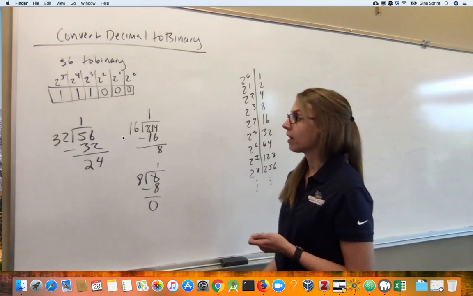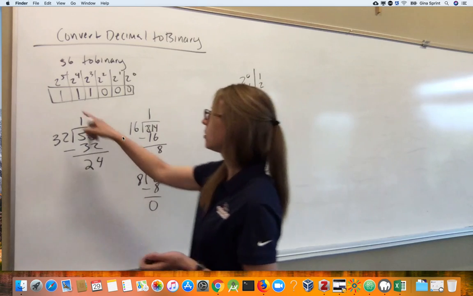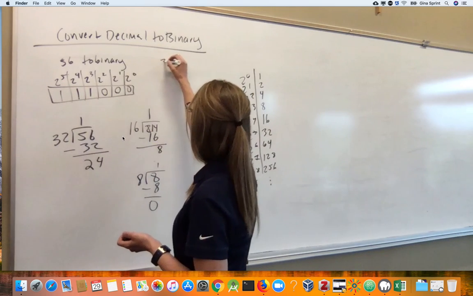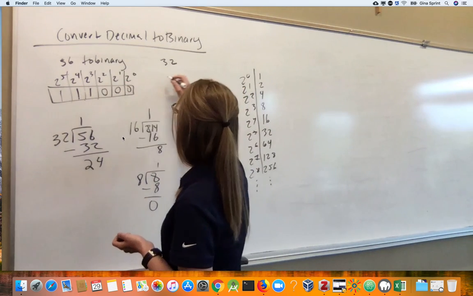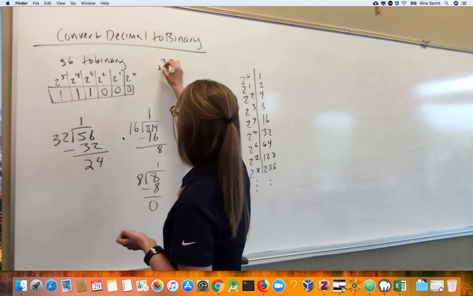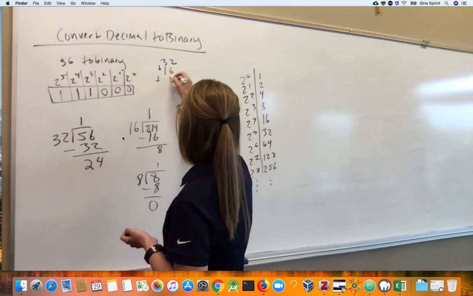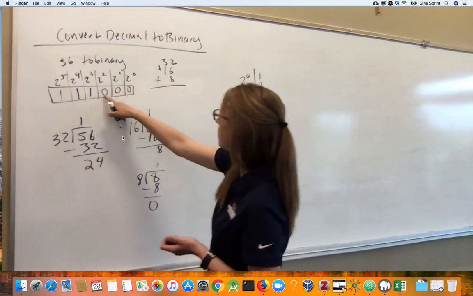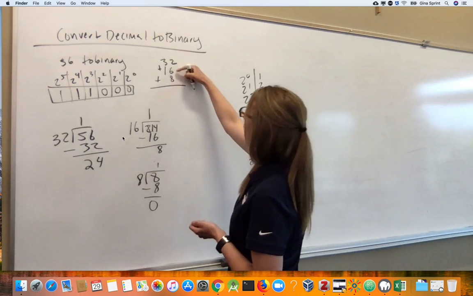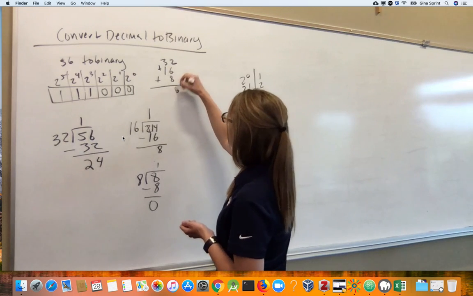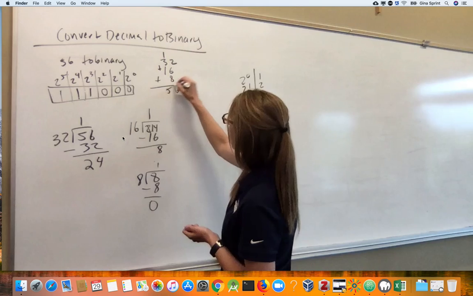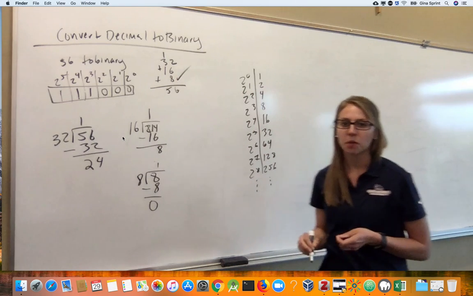And we can check our work that 1, 1, 1, 0, 0, 0 is 56 in binary by converting it to decimal. 2 to the 5th is 32, plus 2 to the 4th is 16, plus 2 to the 3rd is 8, plus 0, plus 0, plus 0. 6 and 2 is 8, 8 and 8 is 16, and 16 and 32 is 48, 56. So it looks like this is good.